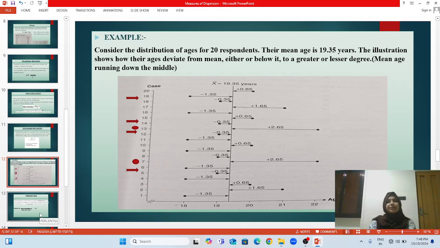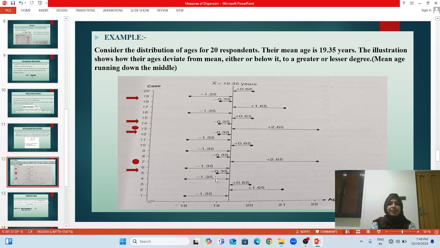To make it more clear, since there is a chance for confusion because mean deviation and standard deviation resemble each other in name and in concept, let's consider an example for standard deviation. Here the ages of a particular group of people are given on the x-axis, and the y-axis shows the number of people, identified as 1, 2, 3, etc. up to 20. So 20 people and their ages are shown on the two axes.